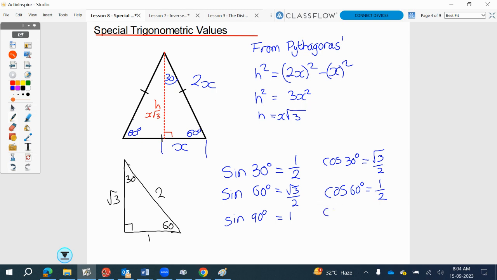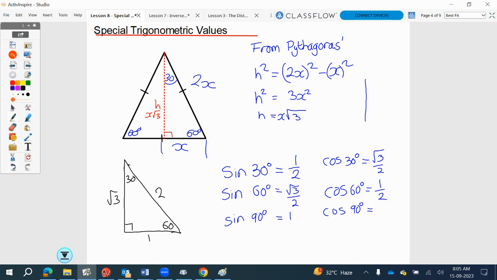What is the cosine of 90? Would it be 1? No. The adjacent is way smaller. How do we know if the adjacent is 1 or root? Yeah, we don't use this triangle for this one, sorry.